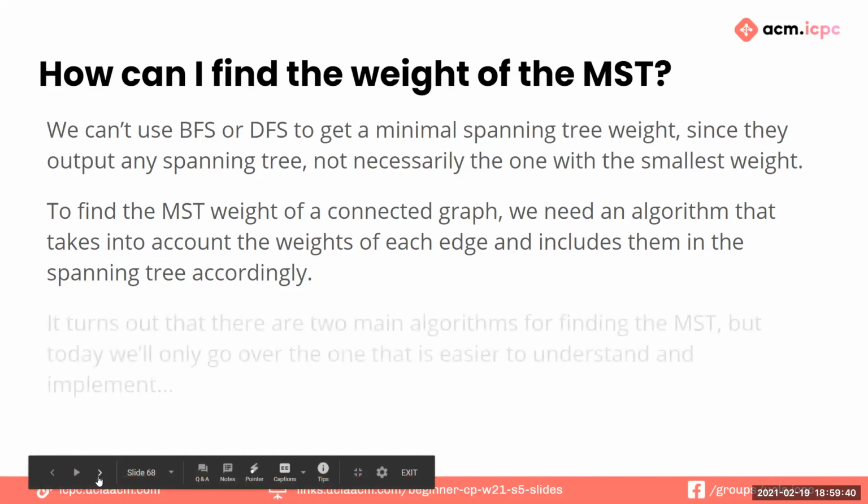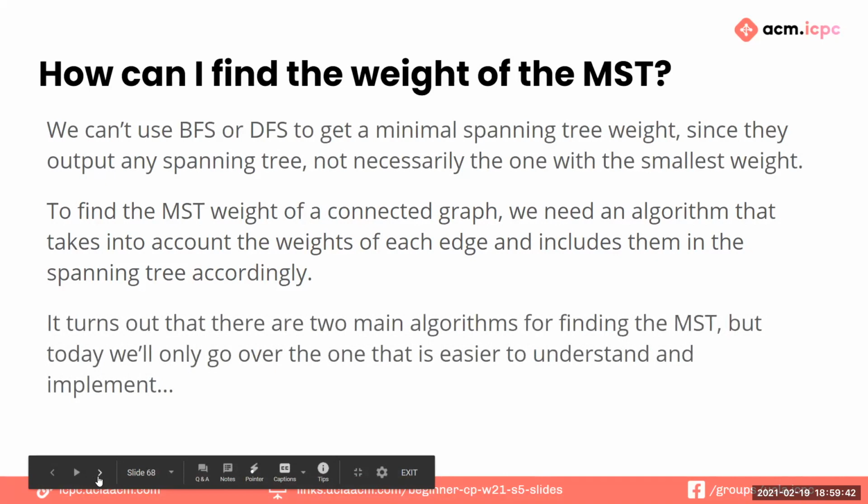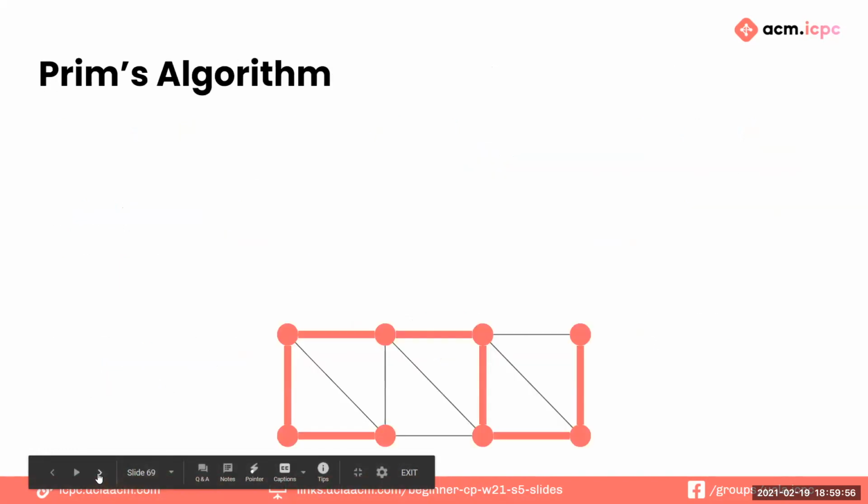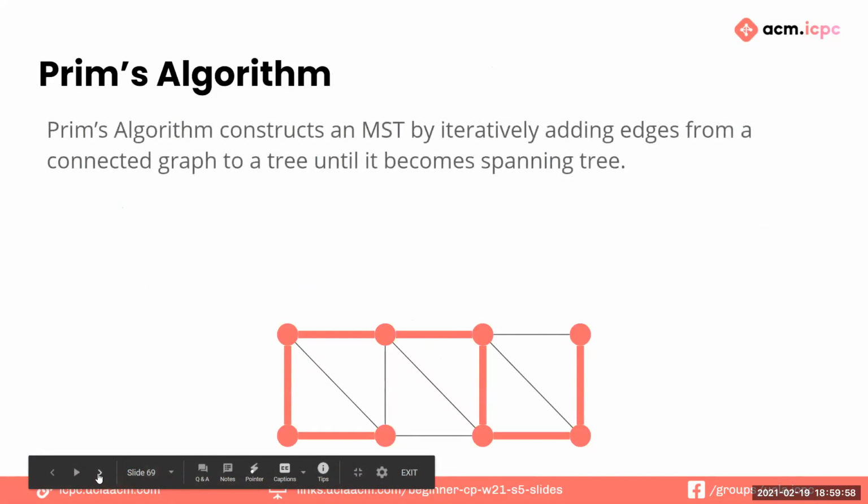There's actually two main algorithms that we can use to find the minimum spanning tree, but today we're only going to cover the one that's easier to understand and easier to implement. And that would be Prim's algorithm. Prim's algorithm constructs the minimum spanning tree by iteratively adding edges from a connected graph to a tree that you construct until it becomes a spanning tree.